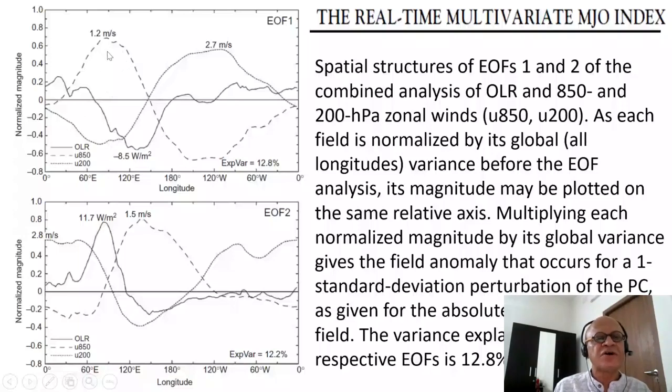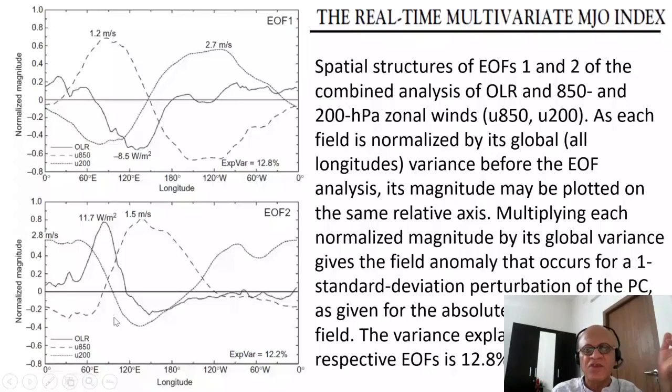We know that there is convergence into the convective phase, so you have westerlies behind it and easterlies ahead of it, and opposite phase in the upper level with easterlies and westerlies, so you know what you expect. And this is the second mode. So this is showing OLR positive here and negative over here.